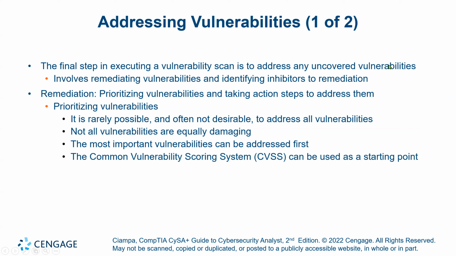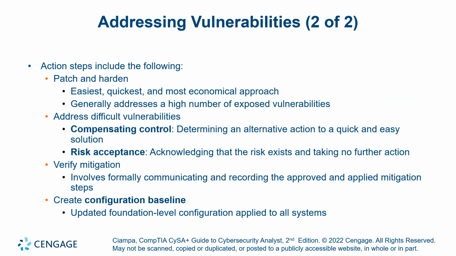Action steps include the following. Patch and harden: the easiest, quickest, and most economical approach, which generally addresses a high number of exposed vulnerabilities. Address difficult vulnerabilities with a compensating control, determining an alternative action to a quick and easy solution. Risk acceptance: acknowledging that the risk exists and taking no further action. Verify mitigation: formally communicating and recording the approved and applied mitigation steps. Create a configuration baseline: an updated foundation-level configuration applied to all systems.